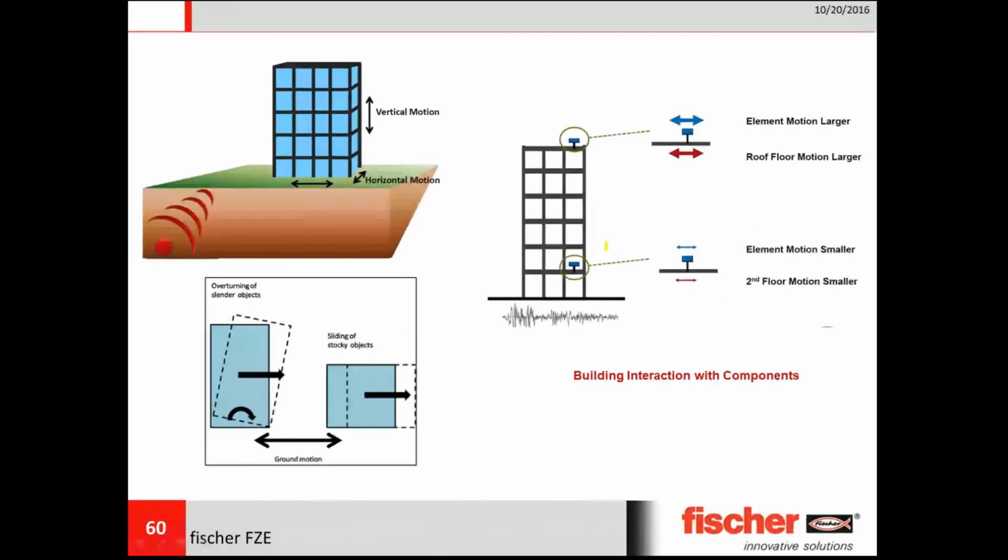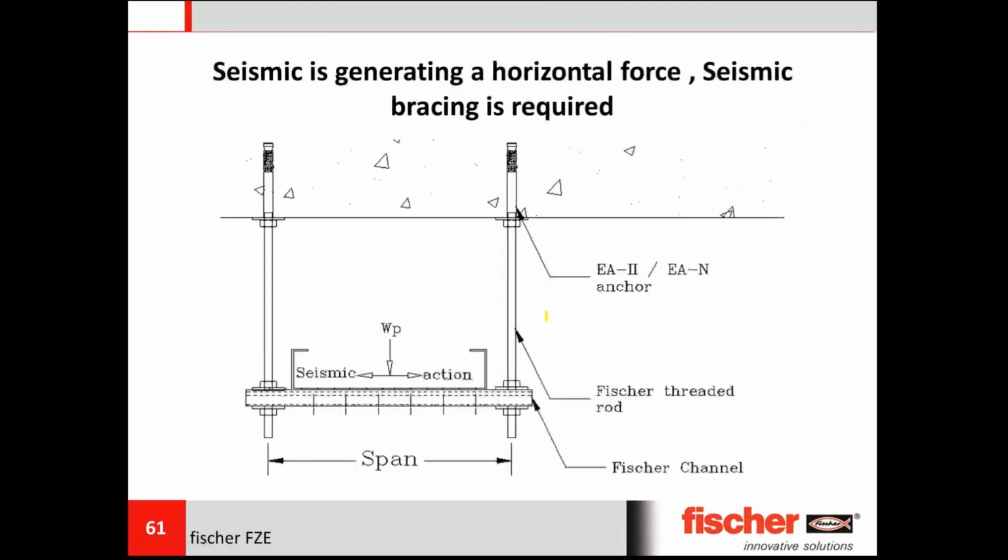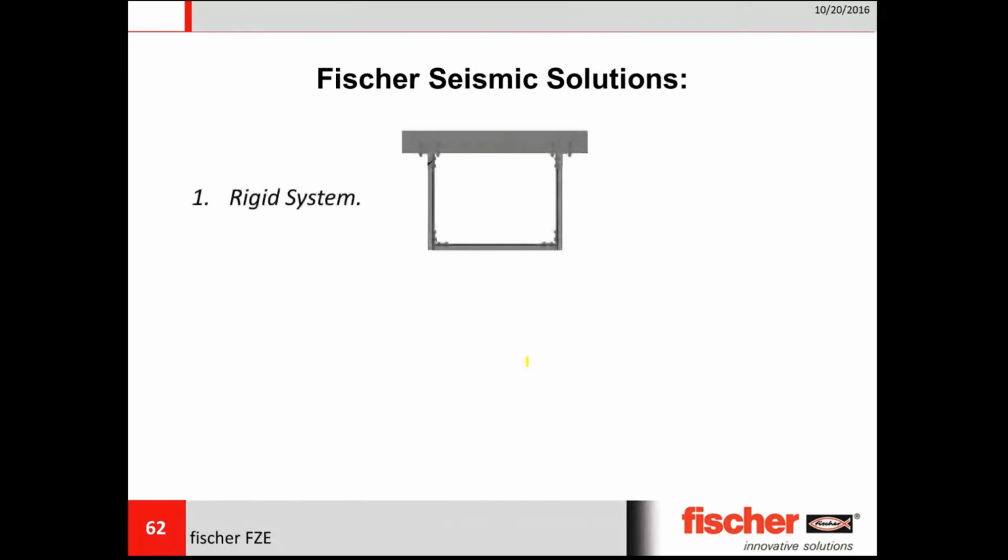It is also important to note that an application on level 2 might not be as critical as an application on level 10. So if you have a table on the second floor, the table might move very little compared to a table on the roof. As we just saw, seismic forces are always acting horizontally and not vertically. So it is very important to design the seismic support system accordingly.